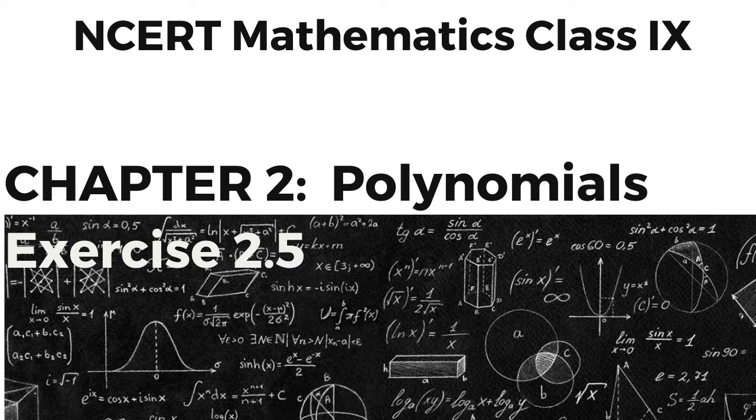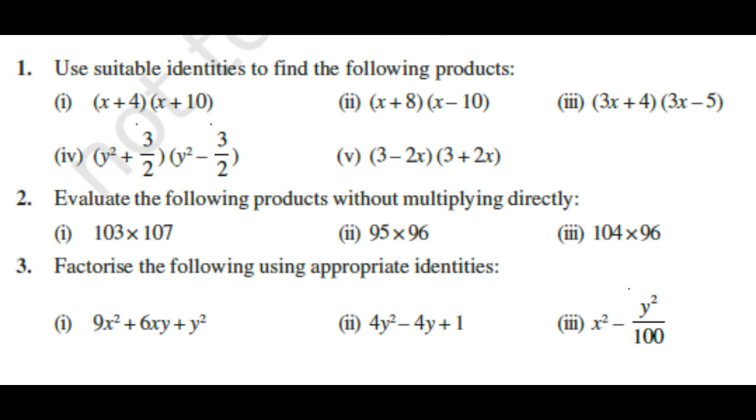Hi everyone. So today we're doing exercise number 2.5 from the chapter Polynomials in Class 9 Mathematics NCERT. So let's go right ahead. The first question of the exercise is asking us to use suitable identities to find the following products.